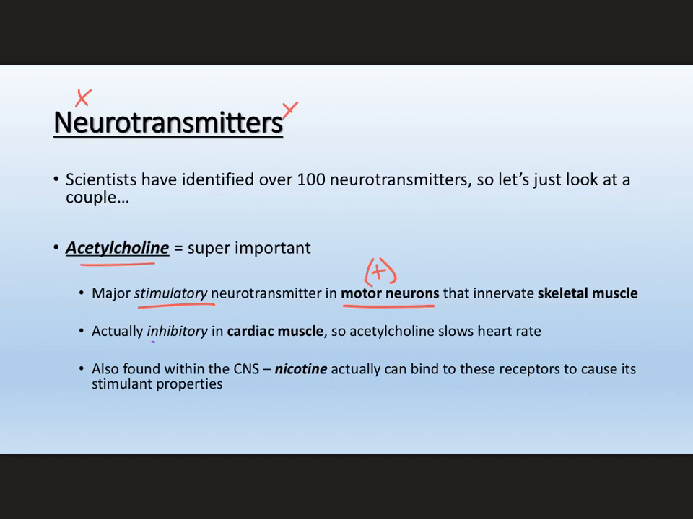Acetylcholine, surprisingly, is inhibitory on cardiac muscle. So acetylcholine actually causes the heart rate to slow down, right? And then it's also found within the central nervous system. So it is found, acetylcholine, within the brain. The interesting thing is that nicotine will bind acetylcholine receptors in the brain, and that's kind of why nicotine has its drug effects that it does on people.